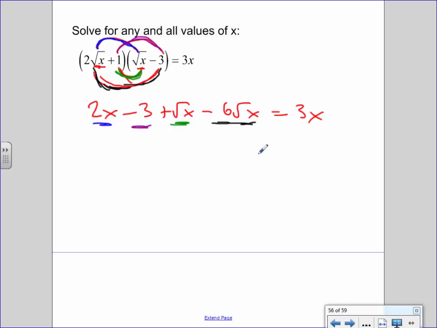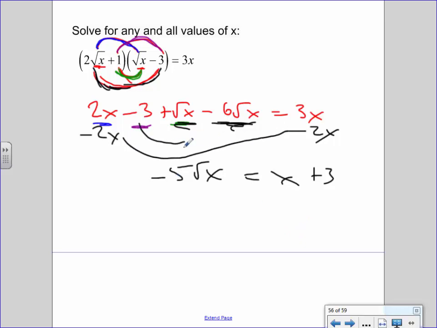Okay. Again, I say this a lot. Is this the opportune moment for squaring both sides? Not yet. Can't these go together, though? Don't you have negative 5 root x? And if I bring stuff to the other side, if I minus 2x from both sides, don't I have x plus 3? Did I do that part too fast? Bring this and this to the other side, and put these ones together.